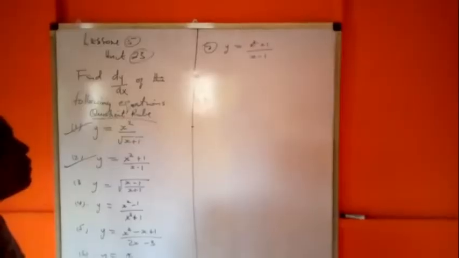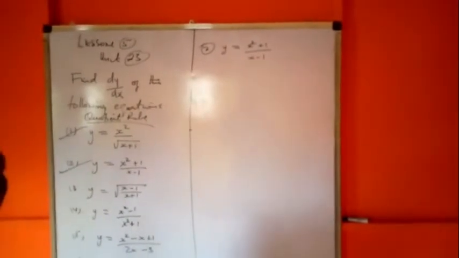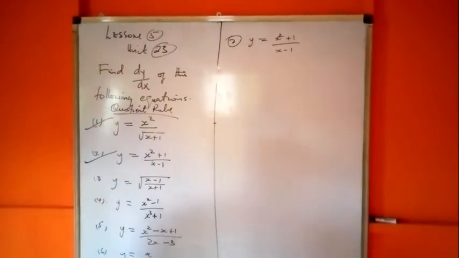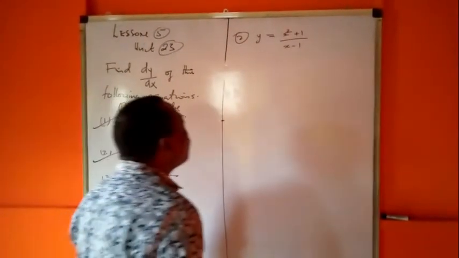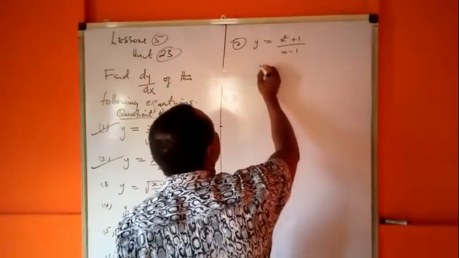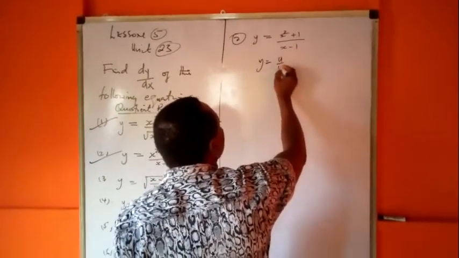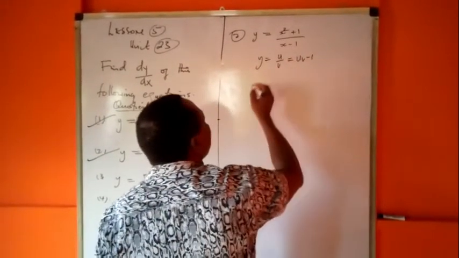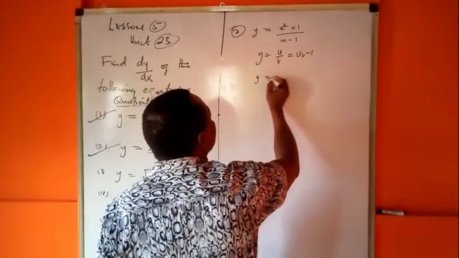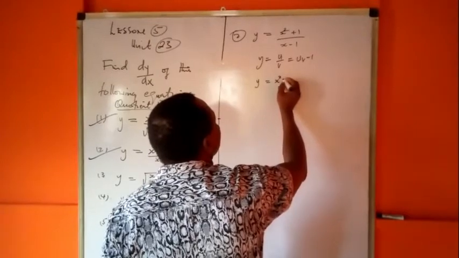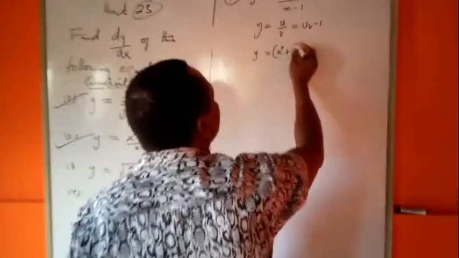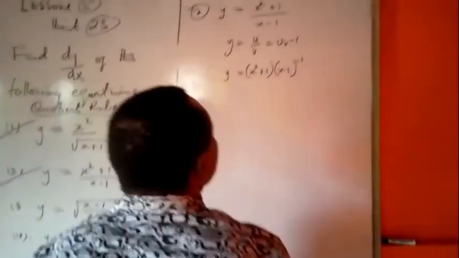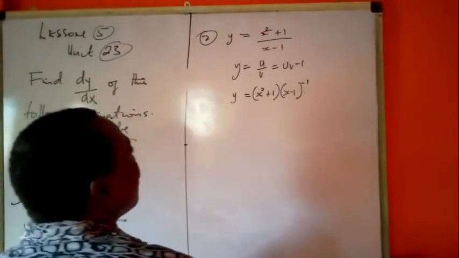Thank you. So let's look at number 2, equation 2, which says y equals x squared plus 1 all over x minus 1. Follow the rules swiftly. Remember, it's a quotient rule, u all over v, and what we have said is u v raised to power minus 1. So here, our equation can now be x squared plus 1 times x minus 1 raised to power minus 1. So that will be your first step.